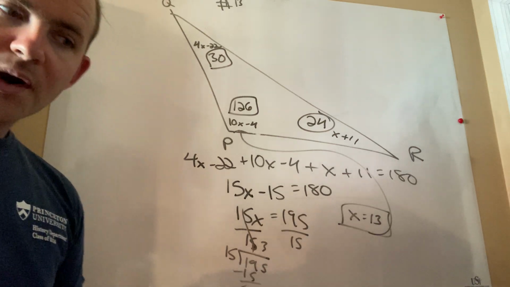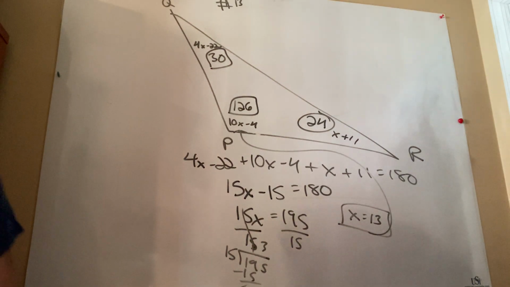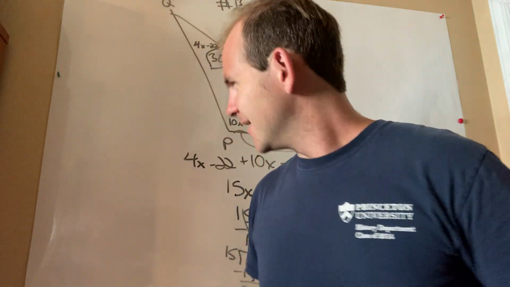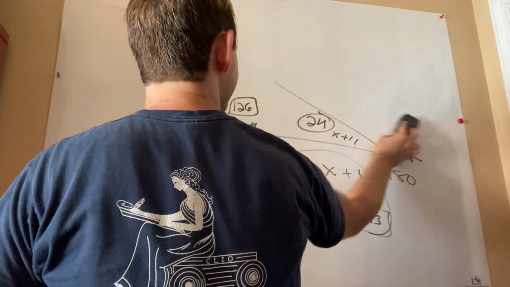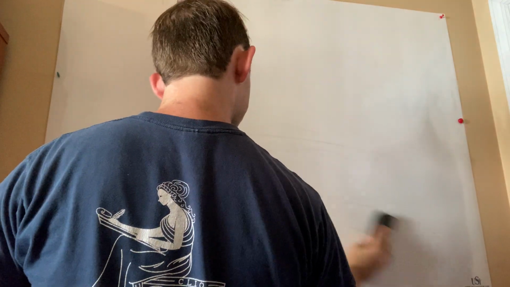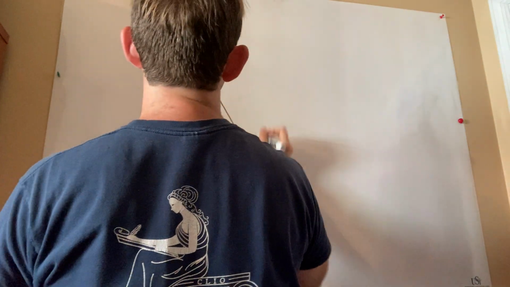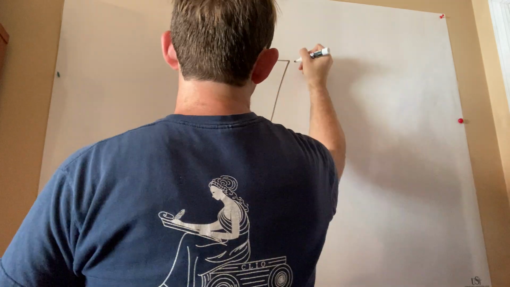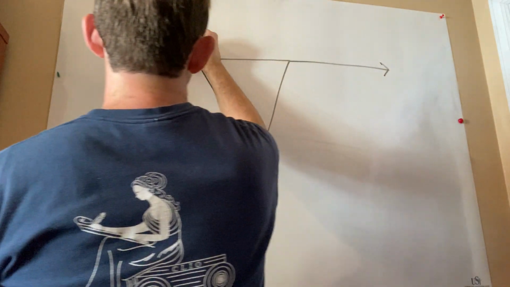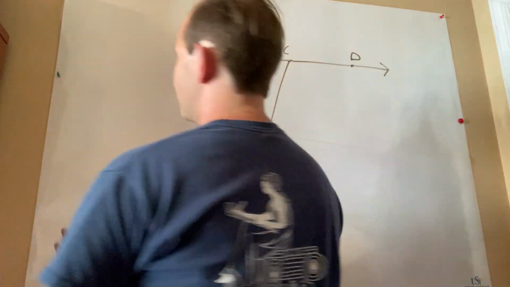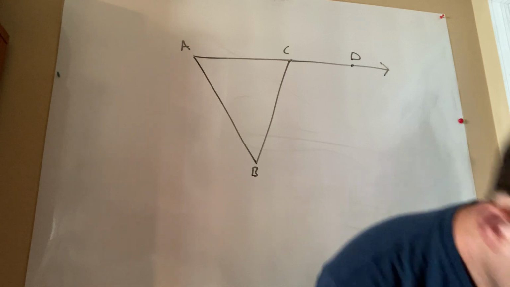Okay? Now, we're going to take a look at one additional example, which is number 14. Okay? All right. So number 14 is a little bit different in that, unlike the other one, it's not necessarily going to be a triangle sum theorem problem. Instead, it's going to be an exterior angle theorem problem. And we'll see in a second what I mean by that.